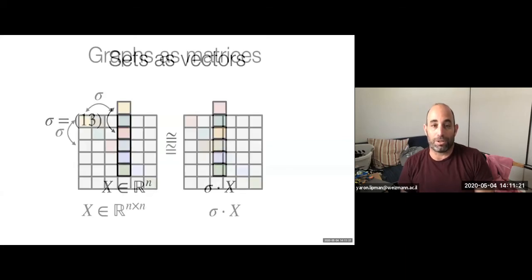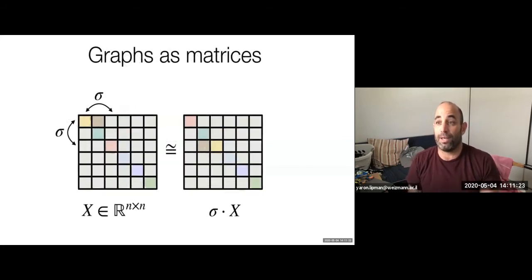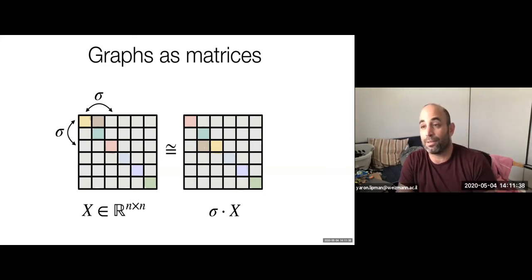Now, of course, we can continue this game not only with sets, we can think about graphs, which are represented as matrices in our case. So how does this action of permutation act on graphs? You can imagine that in graphs, when we come to encode it as a matrix, we also made a choice. We numbered the vertices of the graph.